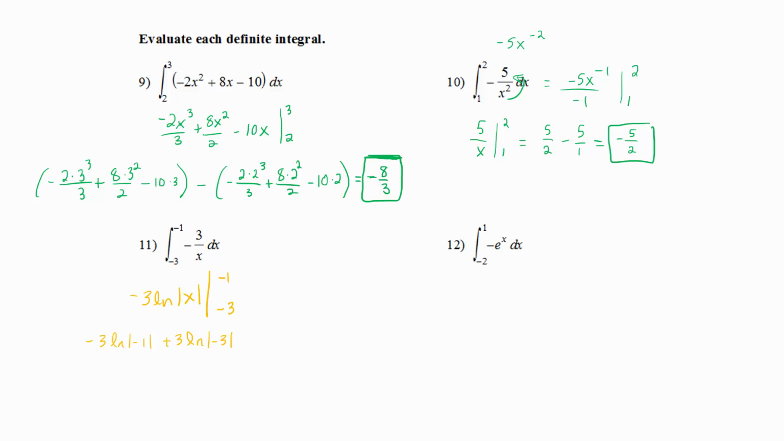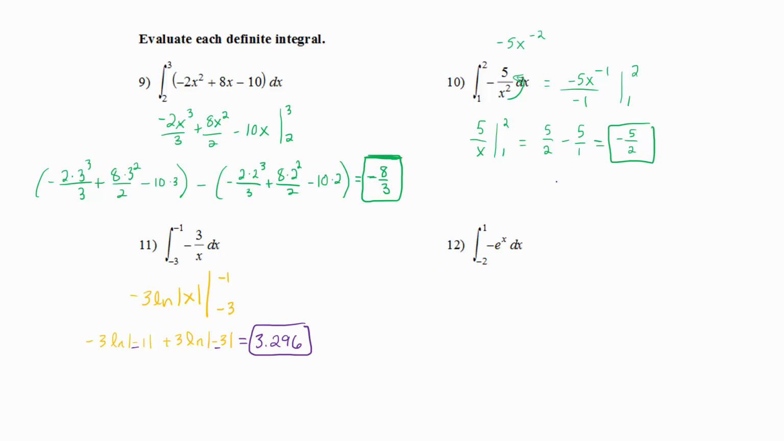And so you, at some point, either will just leave it or plug it into the calculator, depending on whether you're allowed to or not. And so the negatives go away. So if you're plugging it into the calculator, don't put the negatives in there. Just type in -3 natural log of 1, close your parentheses, and then plus 3 natural log of 3. You should get 3.296 for your answer to that.